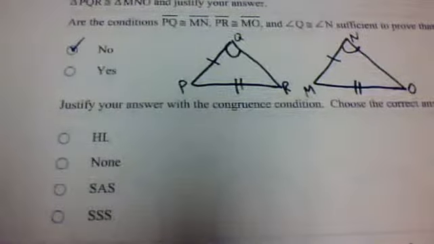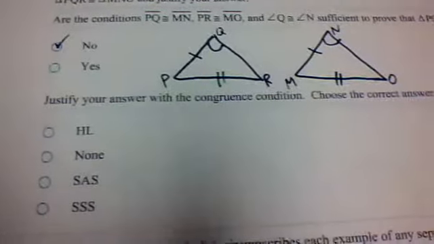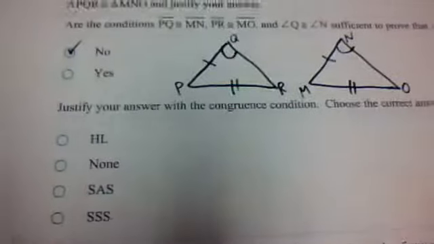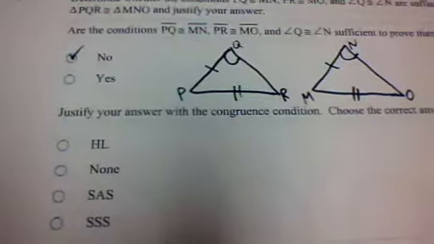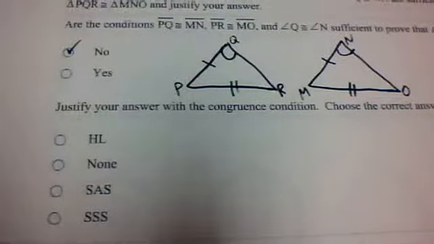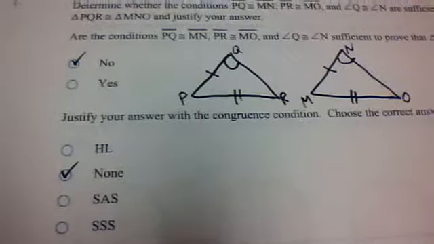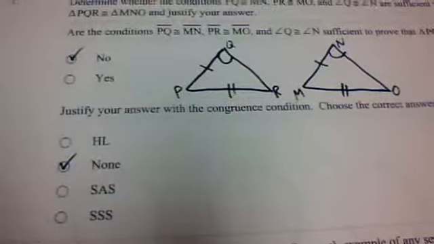All right, the next question is justify your answer with the congruence condition and choose the correct answer below. In this case, since we don't have sufficient information to prove that those two triangles are congruent, it would be none of those properties. Okay, so that's problem number one. All right, problem number two is this.